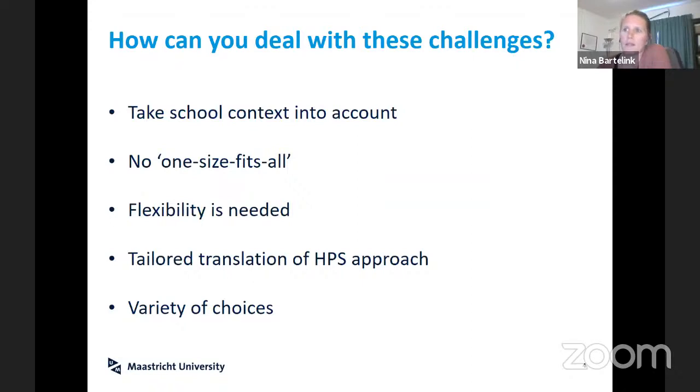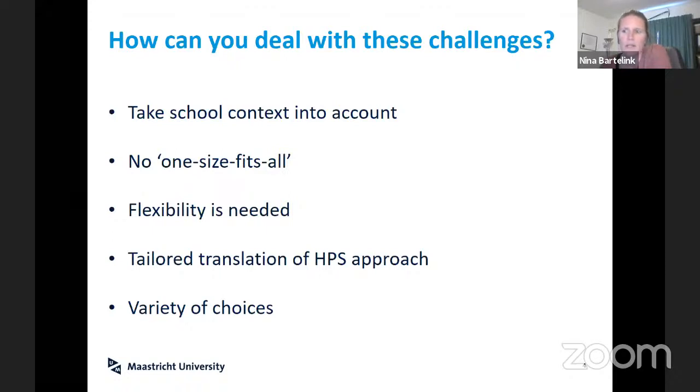Well, I think it's important that you should always take the school context into account, because every school is different, has its own needs, opportunities, and wishes. That means that there is no one size fits all of the health promoting school approach. Flexibility is needed, and you need a tailored translation of the approach. And as you can imagine, that will create a variety of choices.